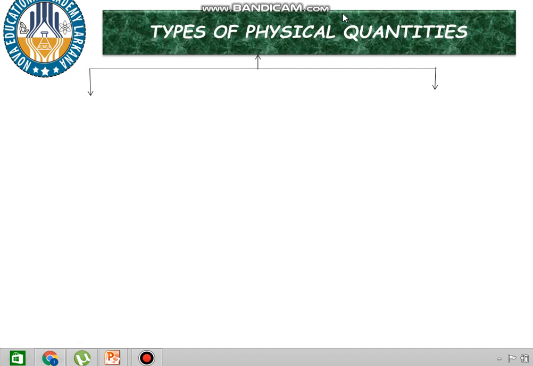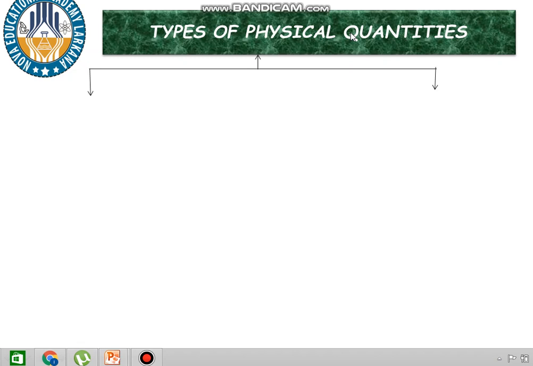Dear students, yesterday we started chapter number 2, measurement. We discussed the topic physical quantities. We define physical quantities as those quantities which can be measured with the help of an instrument. So these quantities are called physical quantities. Physical quantities must contain two factors. Number one is magnitude and another is a unit.